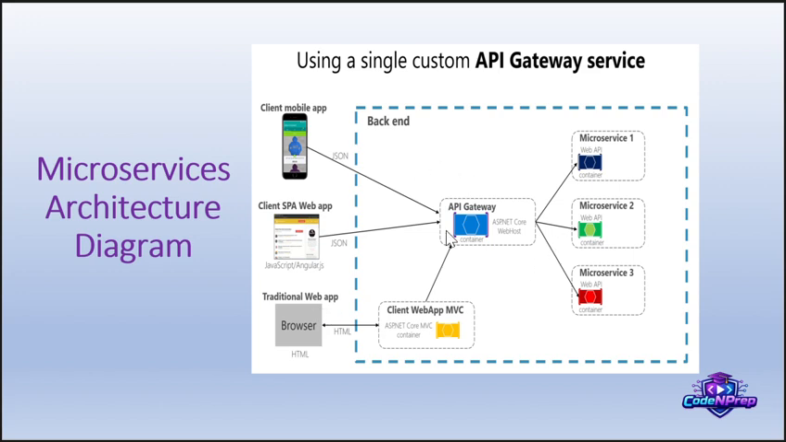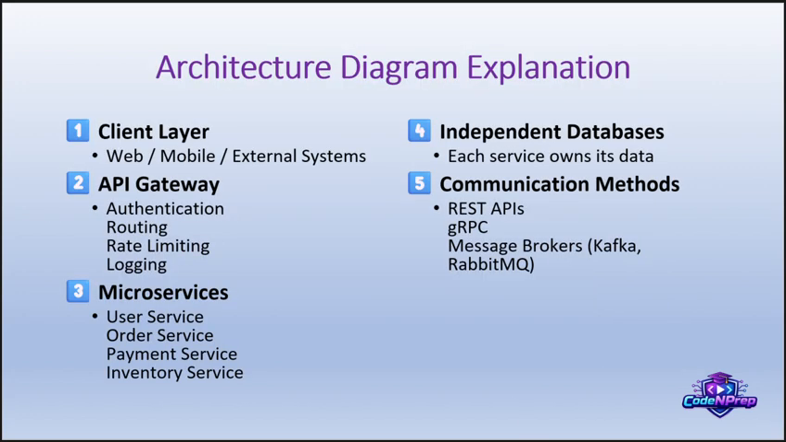Now, this is a typical microservice architecture diagram. Let's understand it step by step. At the left side, you can see we have clients, web app, mobile app, or external systems. A request first goes to the API gateway from any of the clients. Then the API gateway acts as a single entry point for all clients. It then routes the request to the appropriate microservice. Each microservice has its own database, and this separation ensures independence and scalability of the application.